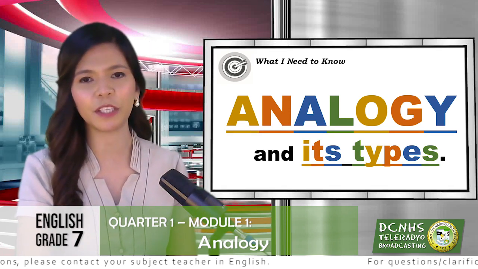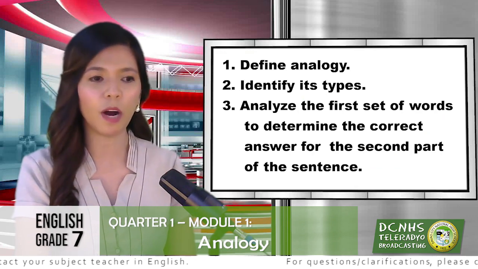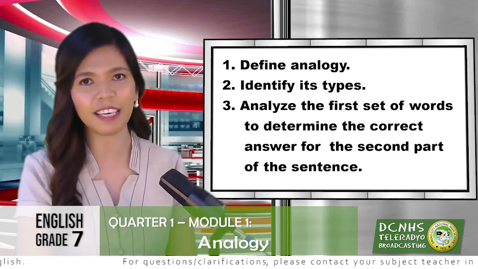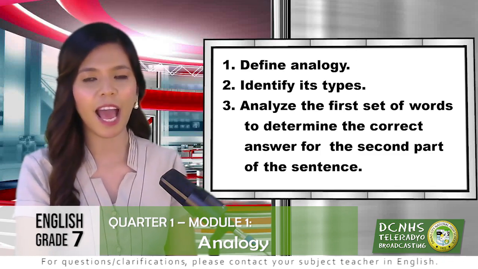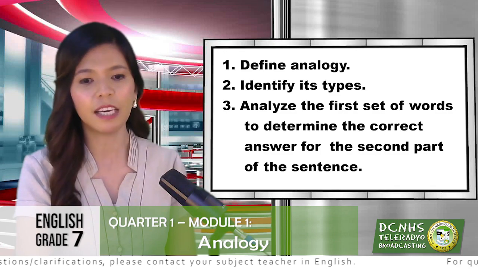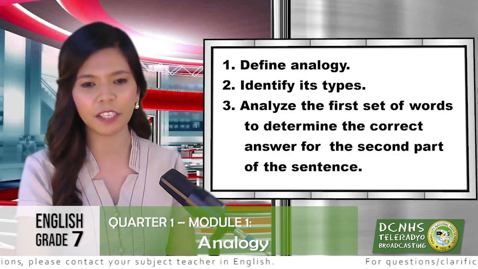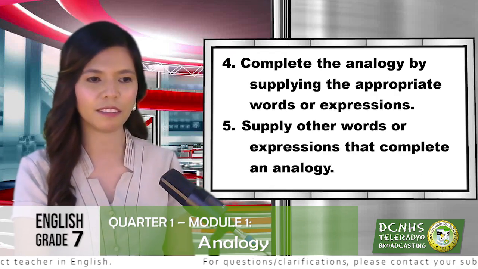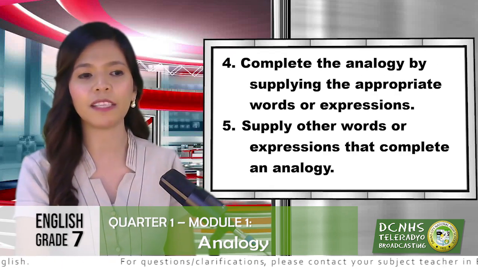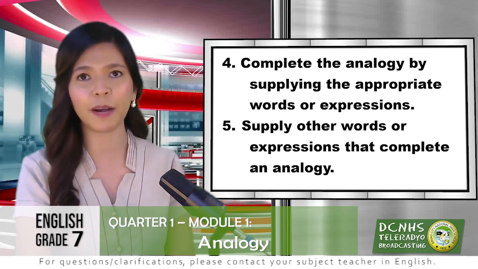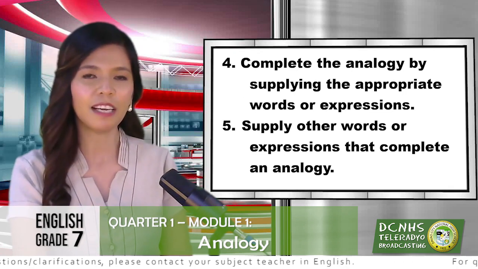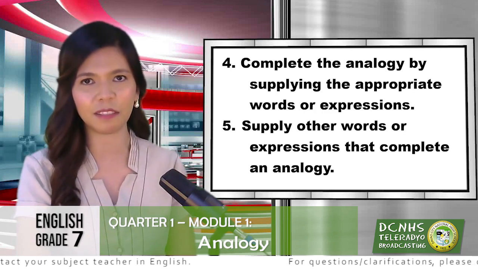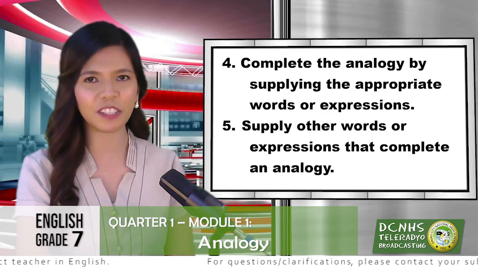Let us talk about our goals in this module. 1. Define analogy. 2. Identify its types. 3. Analyze the first set of words to determine the correct answer for the second part of the sentence. 4. Complete the analogy by supplying the appropriate words or expressions. And 5. Supply other words or expressions that complete an analogy. I hope we can achieve our goals.